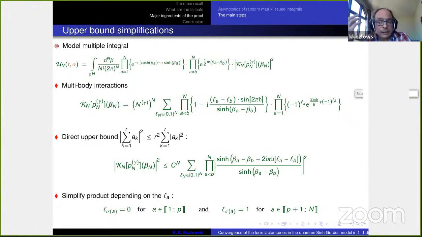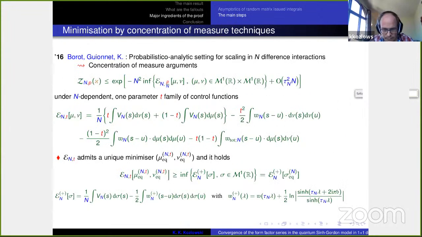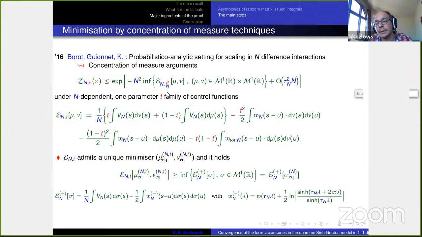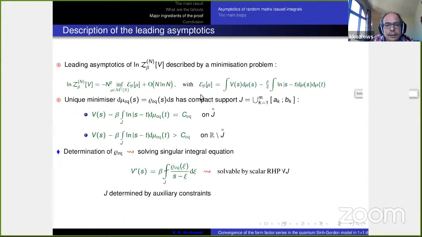But basically, the tools you need to know are concentration of measure, which is a way to think about saddle point approximation in infinite dimensional spaces, and the Riemann-Hilbert problem, which allows you to solve it, because you reduce estimation of integrals to finding minima of certain functionals, for instance in the matrix model case, on spaces of probability measures. And for this, you need Riemann-Hilbert problems to be able to thoroughly characterize the minima.